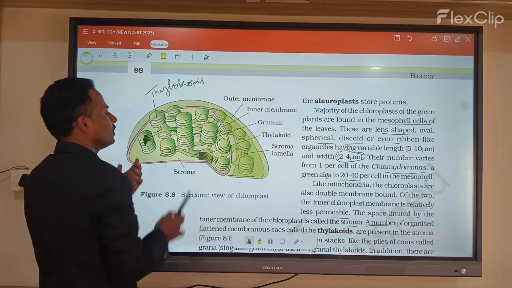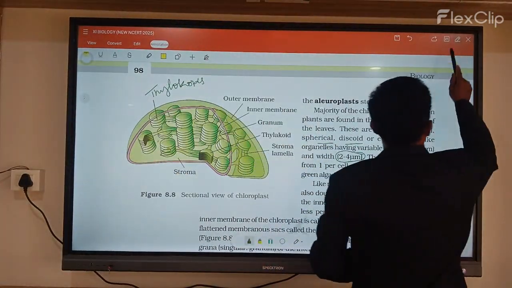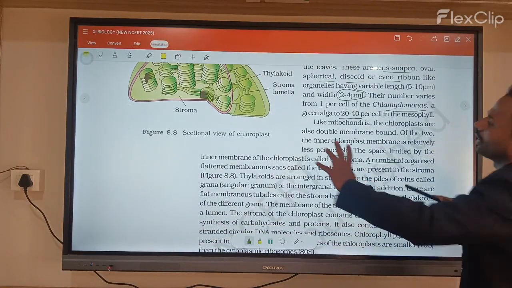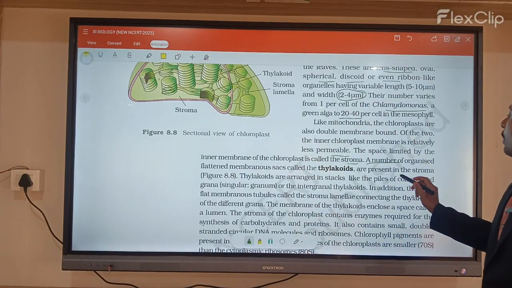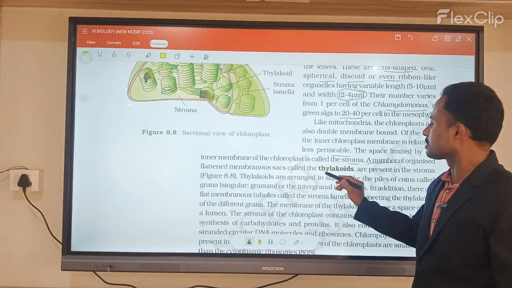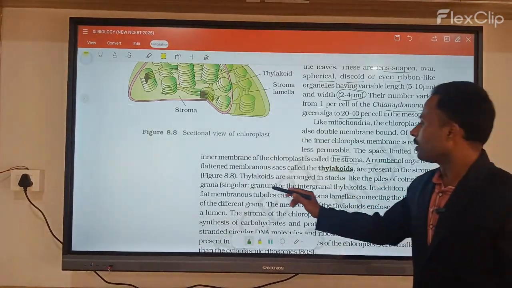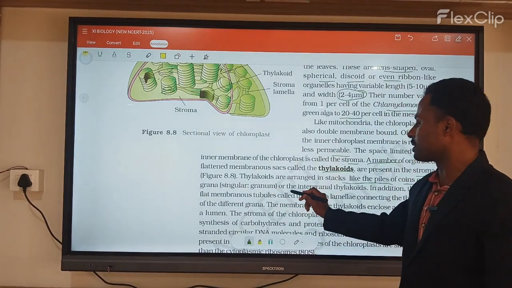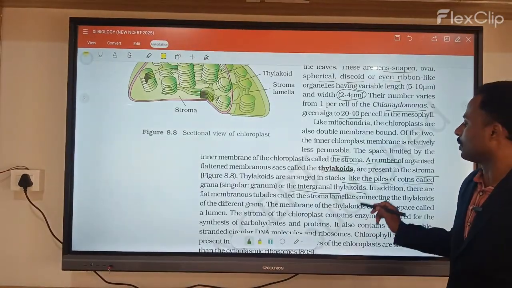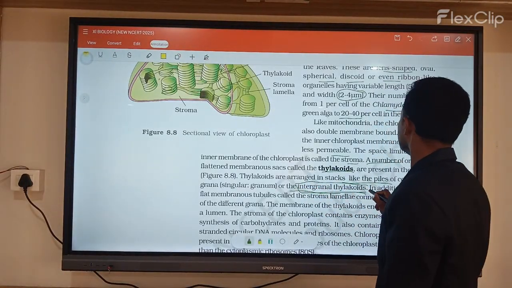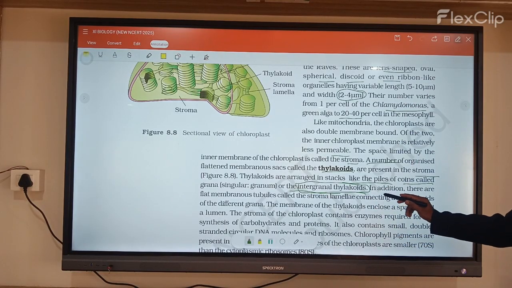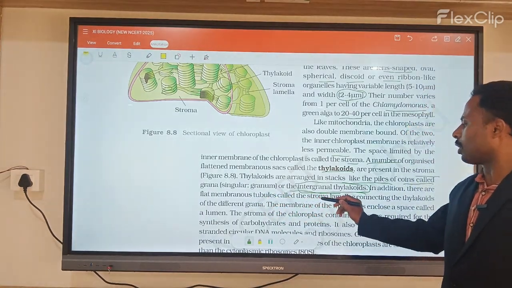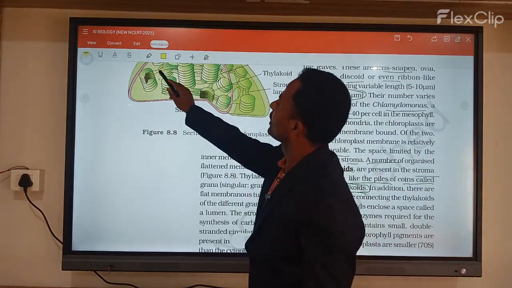So these are called thylakoids, and they are present in the stroma region. They are organized as flattened membranous stacks. The thylakoids arranged as stacks like a coin coil are called grana. In addition, there are flat membranous tubules called stroma lamellae, which connect the grana. These are called what?